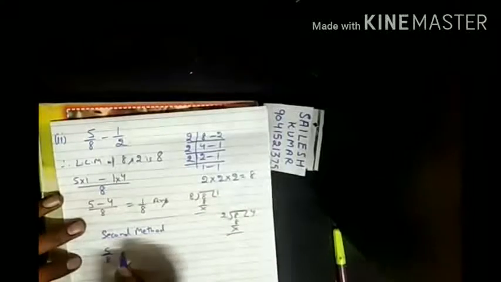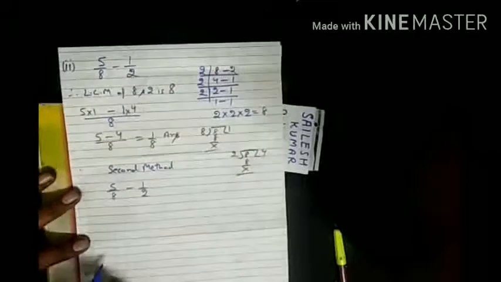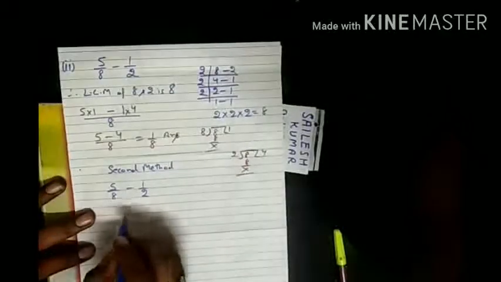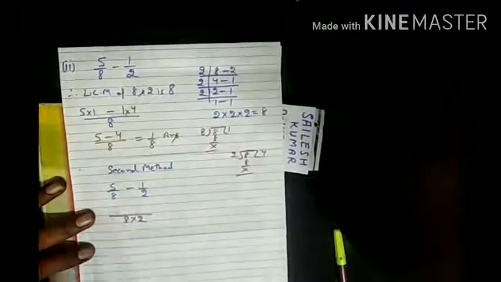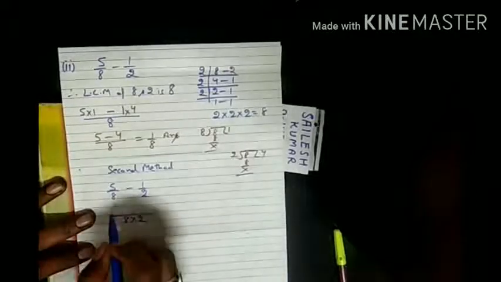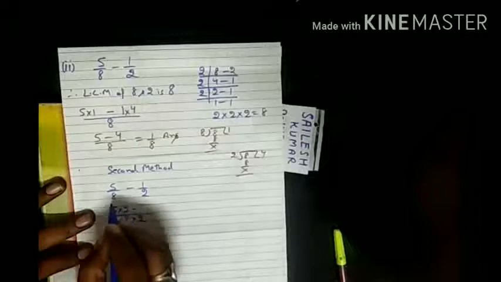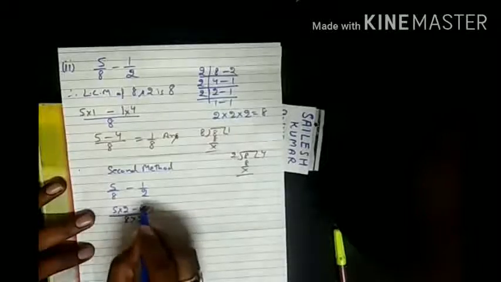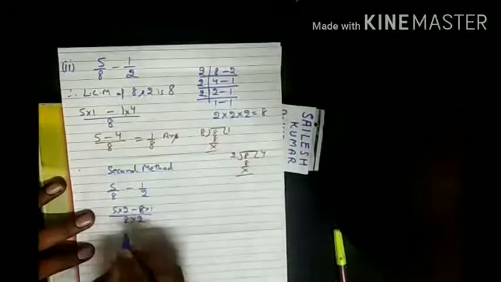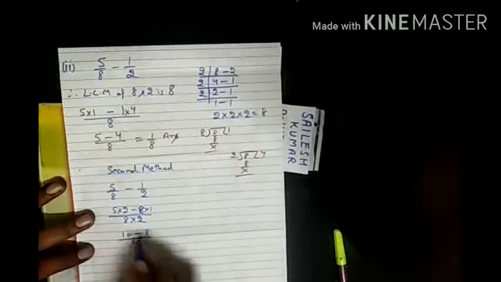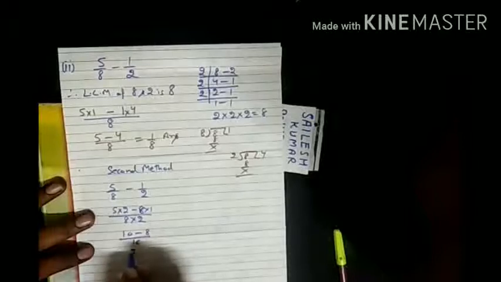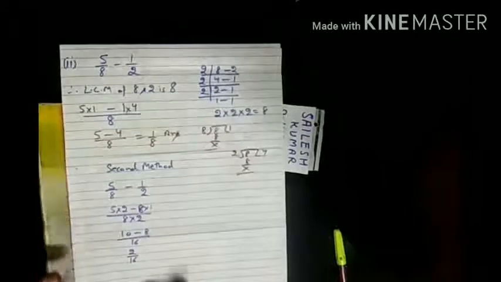(5 by 8 minus 1 by 2). Now we will adopt the cross multiplication method here. First we multiply the denominators, 8 multiply 2, and now 2 multiply with 5, 8 multiply with 1. Now 5 multiply 2, 10, and 8 over 16. Now 10 minus 8, that is 2, 2 by 16.